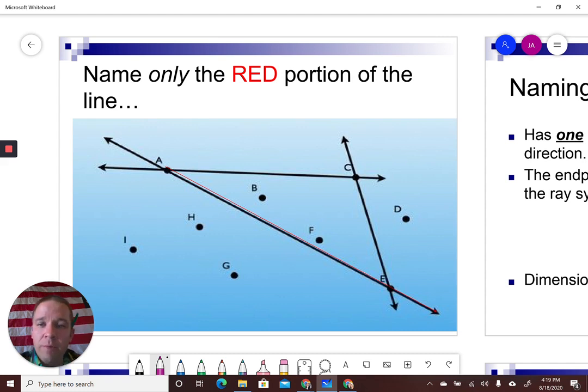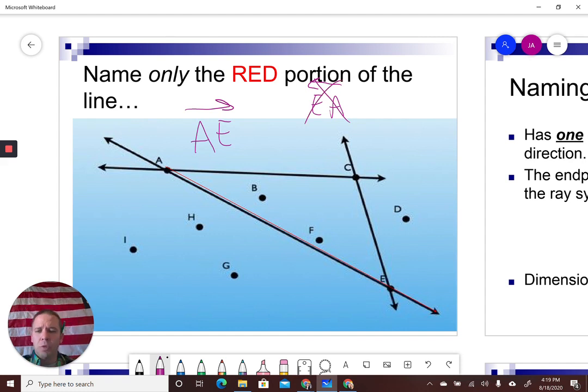Now we want to name only the red portion of the line once again. What's that called? Where one side goes on forever and ever in one direction, but not the other direction. This is called a ray. A ray for this one would be AE, and we draw the arrow in the direction that it goes. We always draw the arrow going in that same direction, to the right. So you can't name this ray EA. It does not work that way. We also would not even say EA drawn that way. I kind of get what you mean, but you'd never see a ray drawn backwards like that.